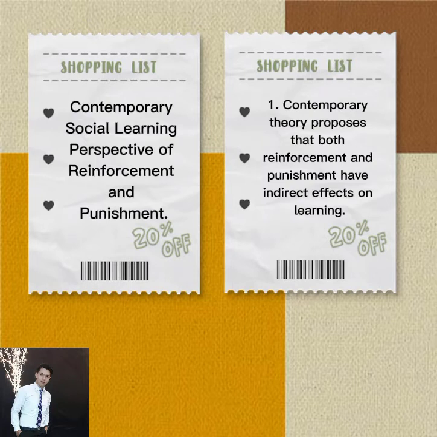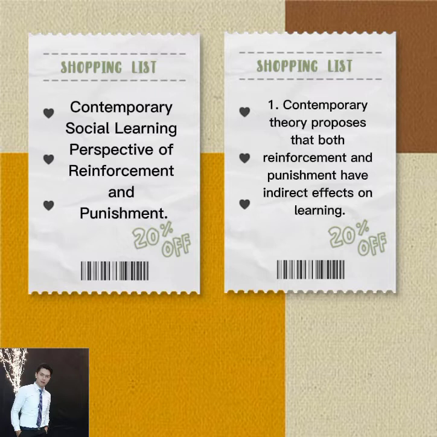Now let's go on to the contemporary social learning perspective of reinforcement and punishment. Contemporary theory proposes that both reinforcement and punishment have indirect effects on learning. They are not the sole or the main cause. Because in reinforcement, you could receive negative or positive reinforcement. So when we say negative, it involves the removal of something negative to strengthen a behavior.